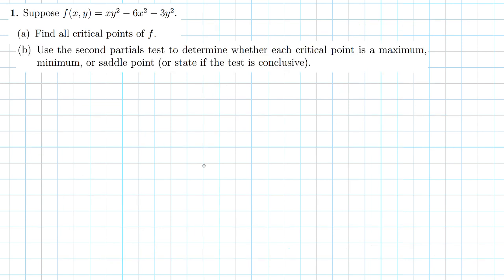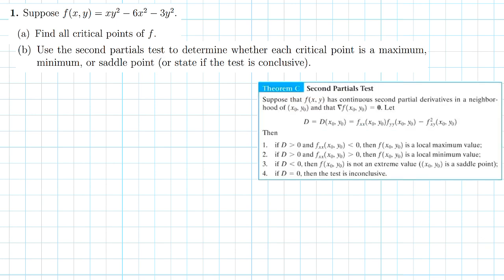The second part of the video is to use the second partials test to determine whether each critical point is a maximum, minimum or a saddle point. So first we have to look at the second partials test. This is the statement of the second partials test. That is, we have a function of two variables x, y that has continuous second partial derivatives in a neighborhood of x naught comma y naught. This is basically the critical point.